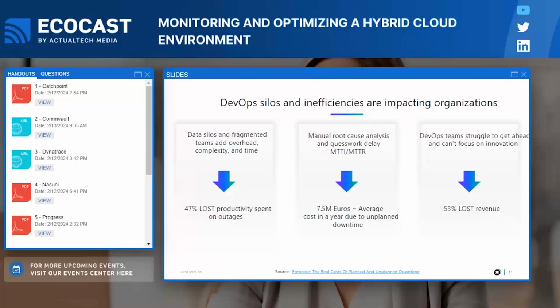And when you have DevOps teams that struggle to get ahead and they can't focus on innovation, moving the business forward, cloud migration and business transformation, that's 53% lost revenue. So pretty big numbers when you look at them on that scale.